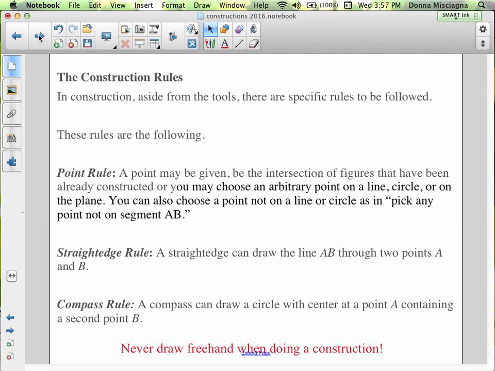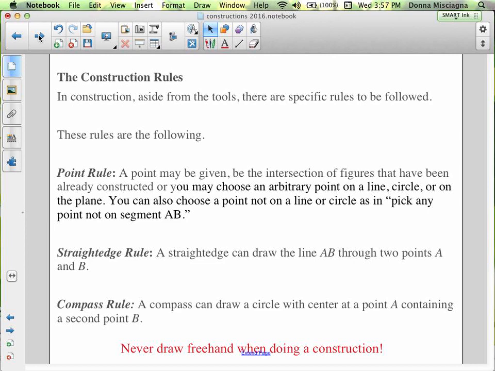You can also choose a point not on a line or circle, as in pick any point not on segment AB. So sometimes we're given points, but if you need a point, you can place a point anywhere you like. Straight edge rule. A straight edge can draw the line AB through 2 points A and B. So if you have 2 points, you can use a straight edge and connect those.